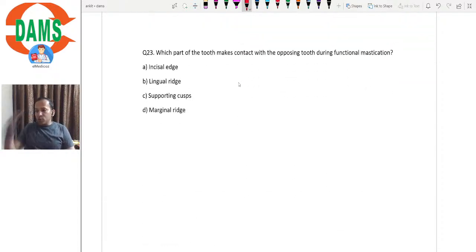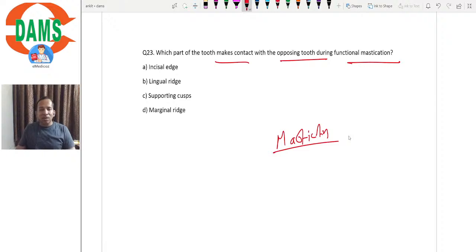Which part of the tooth makes contact with the opposing tooth during functional mastication? तो फंक्शनल बोलो, कुछ भी बोलो. ड्यूरिंग मैस्टिकेशन, तो मैस्टिकेशन में वो कौन सा पार्ट है टूथ का जो कि फूड को ग्राइंड करने में हेल्प करता है? इज इट द इंसाइजल एज, इज इट द लिंगुअल रिज, इज इट द सपोर्टिंग कस्प, और इज इट द मार्जिनल रिज? तो सपोर्टिंग कस्प को ही हम स्टैम्प कस्प भी कहते हैं, isn't it?